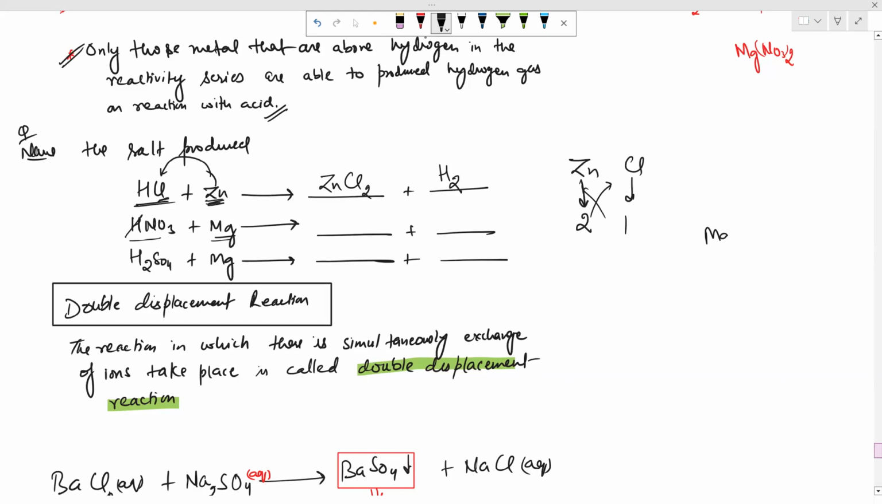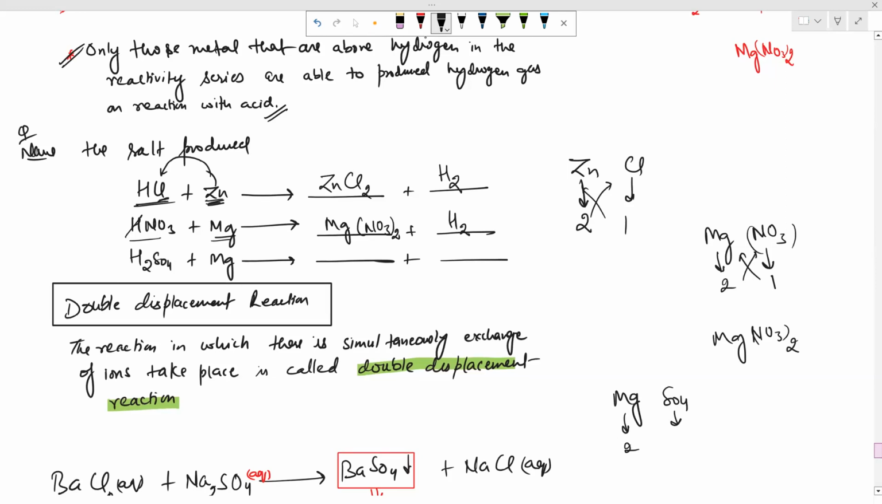That will be magnesium and nitrate ion: Mg(NO3)2 and H2. If you cross multiply, you will get Mg(NO3)2, plus hydrogen gas. And this one is magnesium sulfate. Magnesium has valency 2 and the sulfate ion has valency 2. Both are the same, so they cancel out each other and it will be MgSO4. Okay, you understood? Yes, sir.